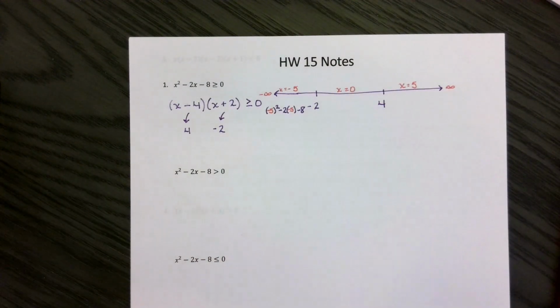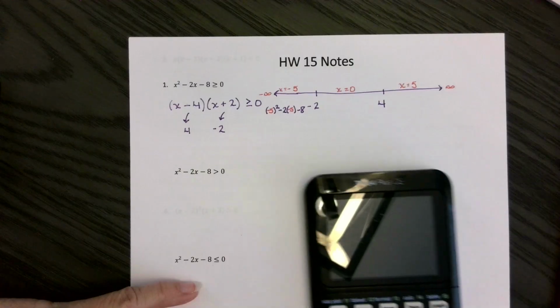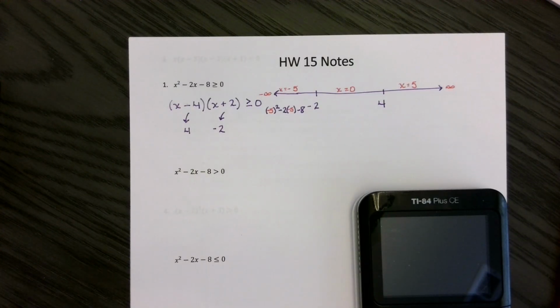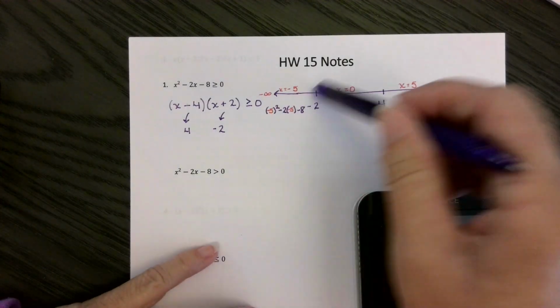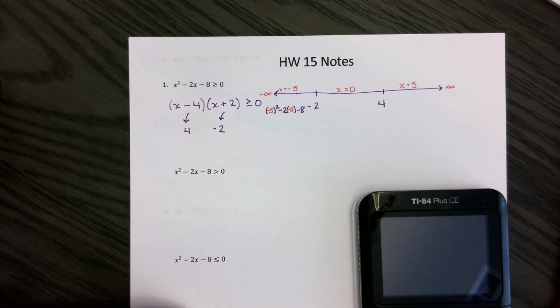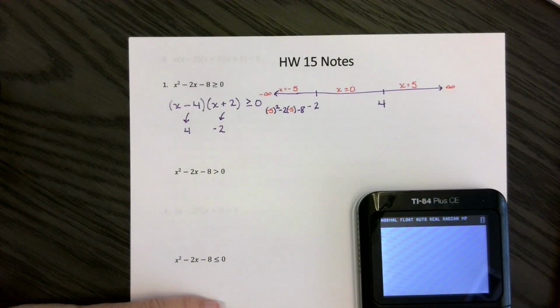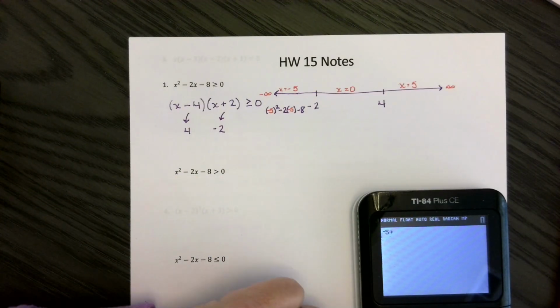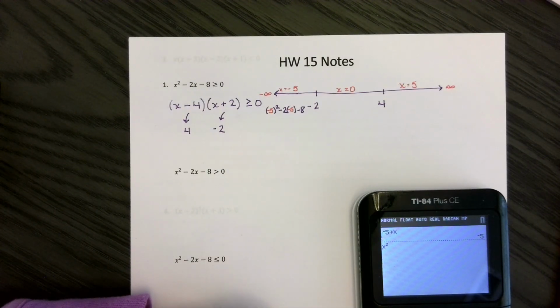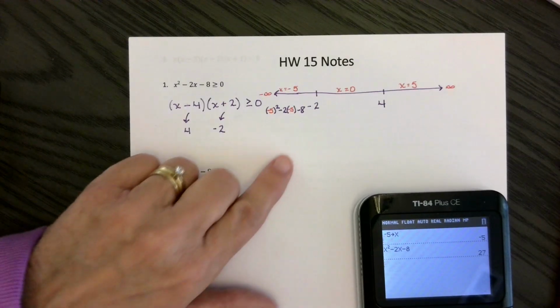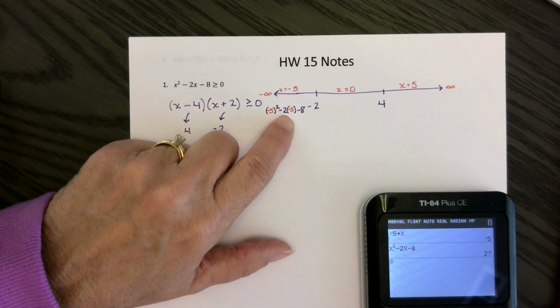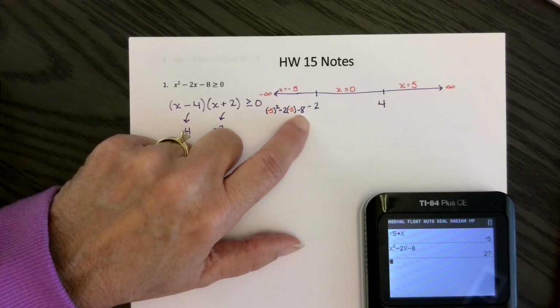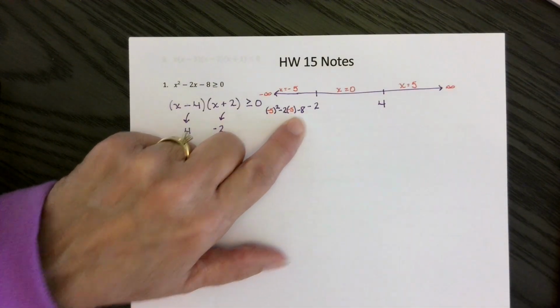Okay, and you can let your calculator do the work. It doesn't really matter at this point. It's probably going to be easier for you because we're going to have to place these numbers in. Or you can plug it in however you want to, but I'm going to say negative 5 store x. Then I'm going to type in x squared minus 2x minus 8. And it gives us 27 because this is 25, positive 10 is 35, minus that 8 is going to give us 27.